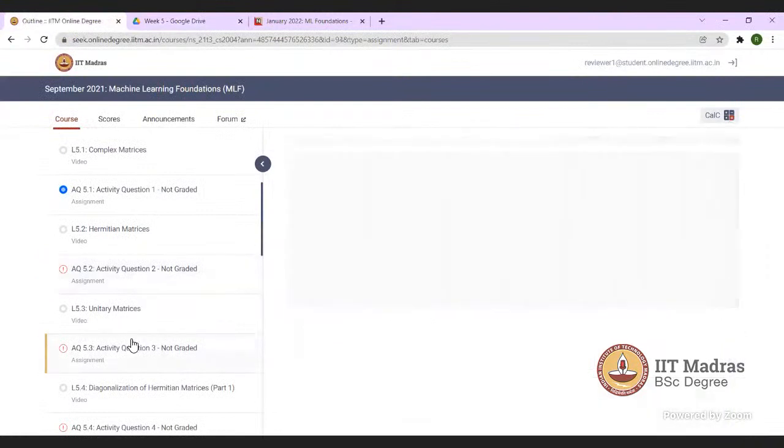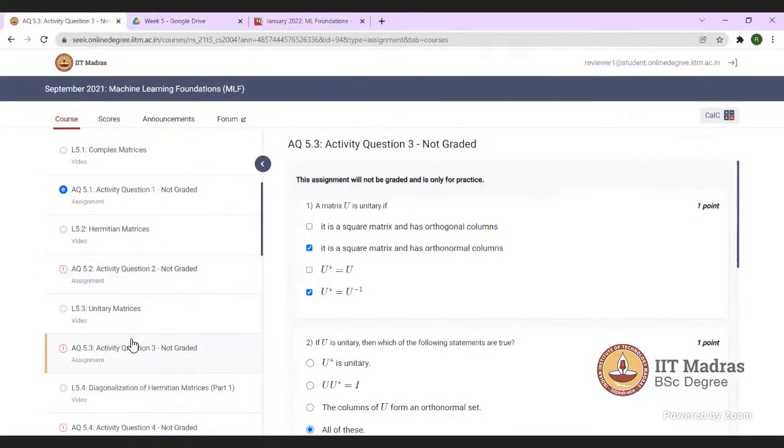Hello, sir. A small doubt, not from 5.3: what is the difference between linear independence and orthogonality? Is there any similarity between those, or are they totally different? I am a little bit confused about these two. So the first thing is they are completely different. They're not the same.